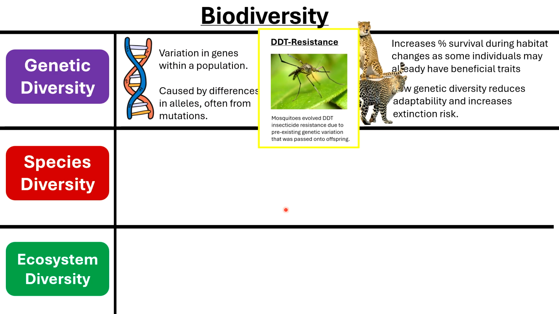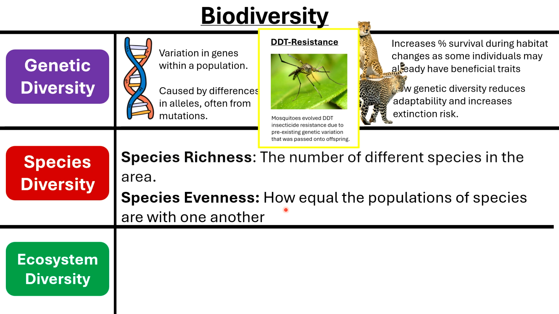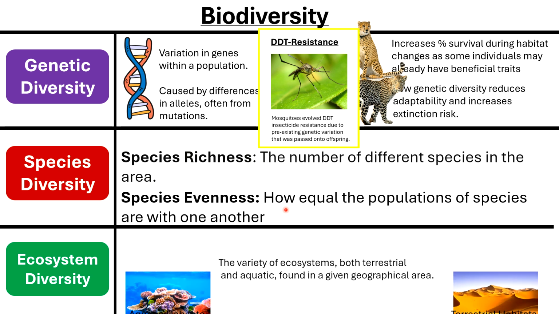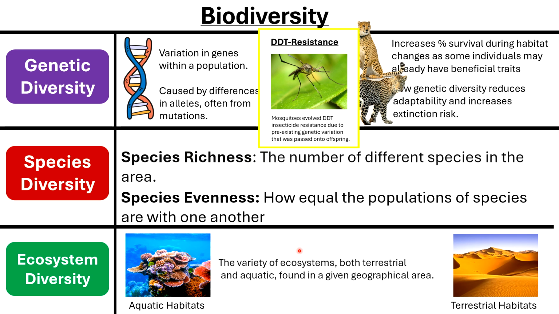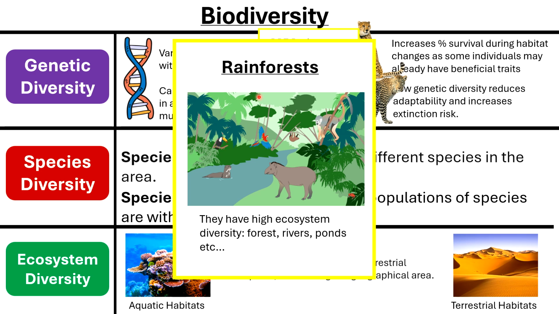Now, looking at species diversity, we have 2 definitions. So there's the richness, or the amount of different species in the area, and the evenness, so how equal the populations are with one another. Lastly, we have ecosystem diversity, which is, as the name suggests, the variety of ecosystems, both terrestrial and aquatic, found in a given area. So rainforests have high ecosystem diversity because they have both the aquatic and the terrestrial habitat.